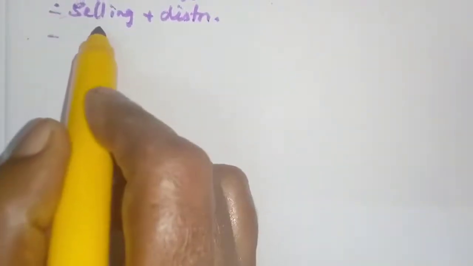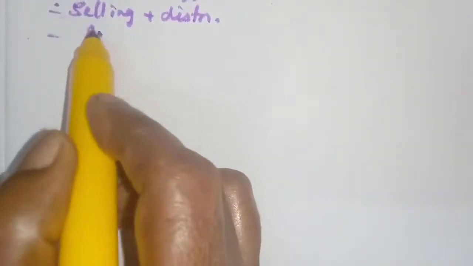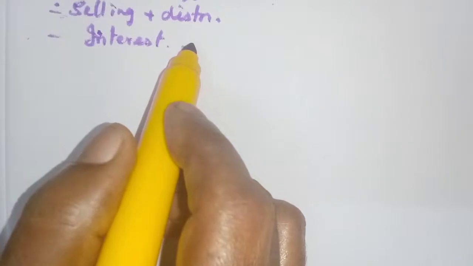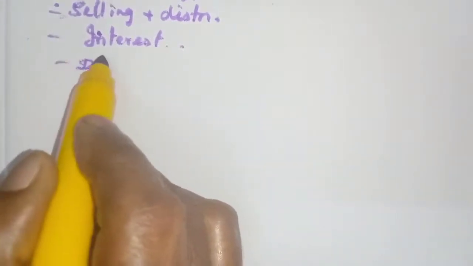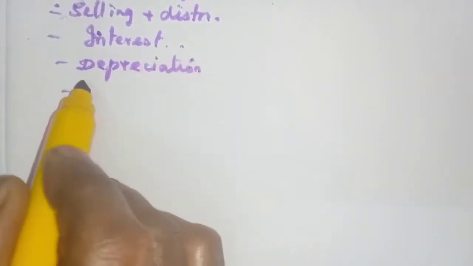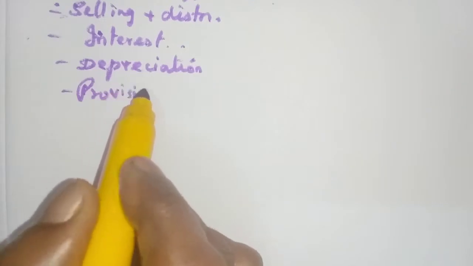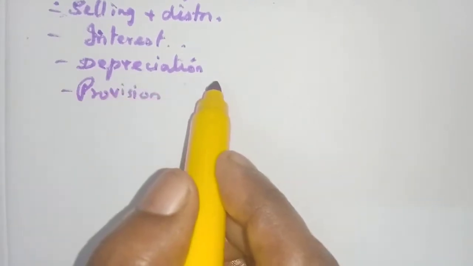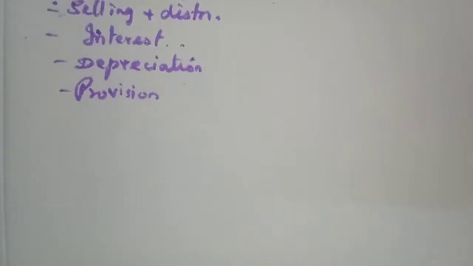Then selling and distribution expenses. Then any financial expenses, that means the interest paid. Then the depreciation, then any provision, then bad debts written off. All these will come under this head. All these are the expenses.